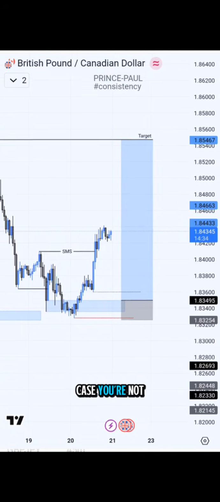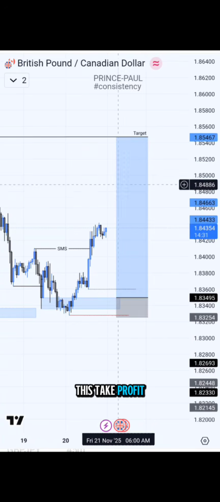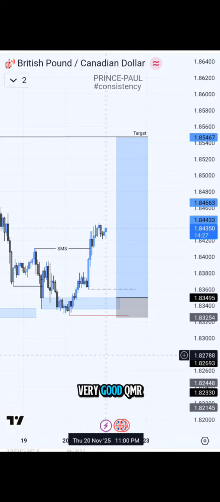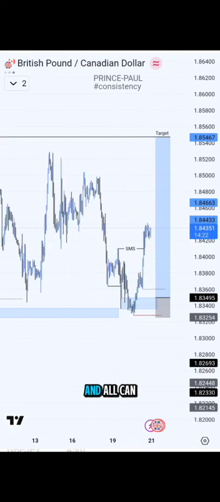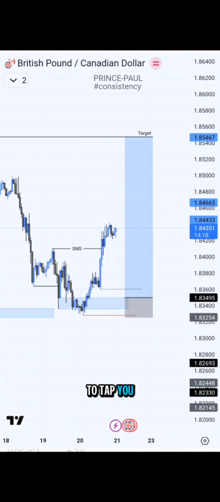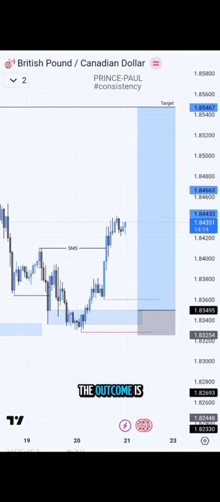So in case you're not in this particular position, which is this buy that's heading to this take profit right now, you can just see this very sweet setup, very good QMR setup, very perfect, aligning with the whole structure and all. You can just execute this one and wait. Hopefully it comes to tap you in, and we'll see whatever the outcome is.